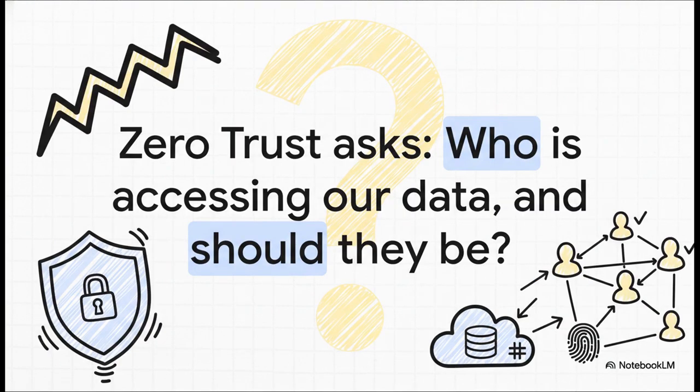So let's leave you with this. The old model only cared about geography. Are you inside or outside my network? But Zero Trust asks a much smarter, much more important question. I don't care where you are, who are you, and should you really be doing that right now? It seems like a simple change in question, but answering it properly, well, that changes absolutely everything.